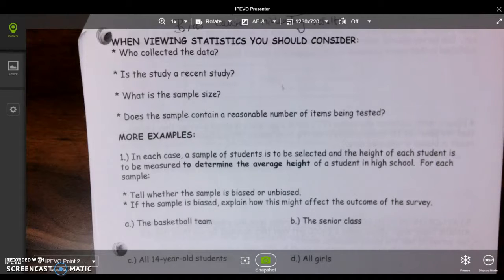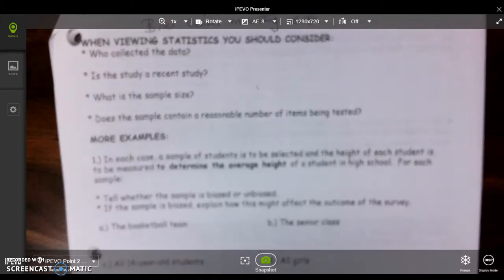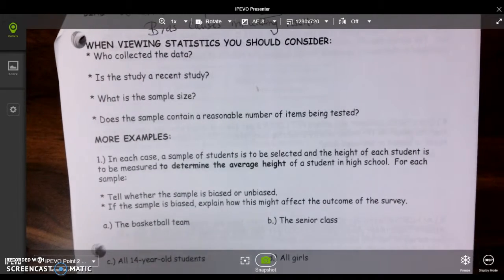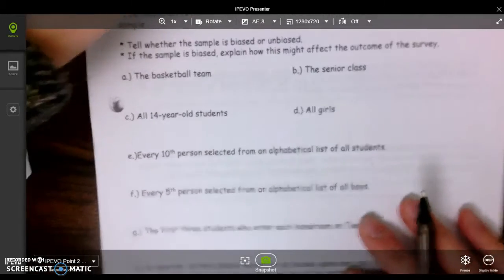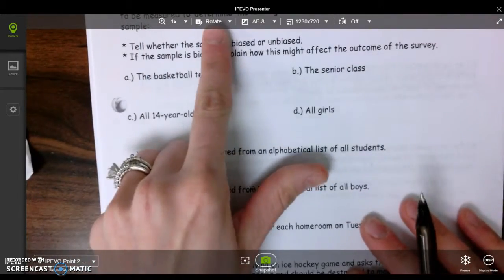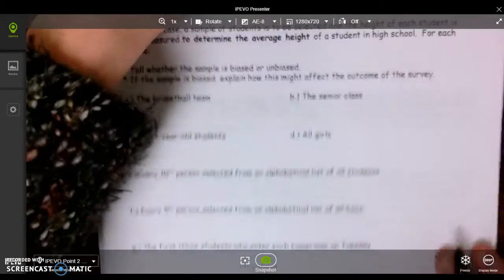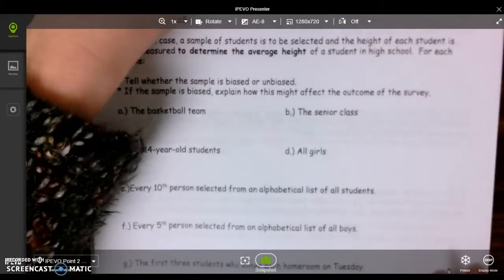Asking random people is better than asking a specific group of people, because random means you're asking different types of people. The data will be more accurate. Okay, so down here, if you look at number 1, we're determining whether or not something is biased or unbiased. And here's the piece of data we're trying to collect.